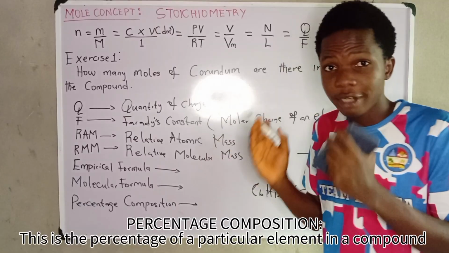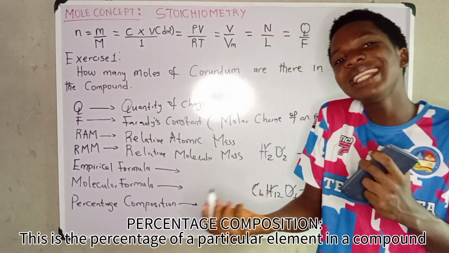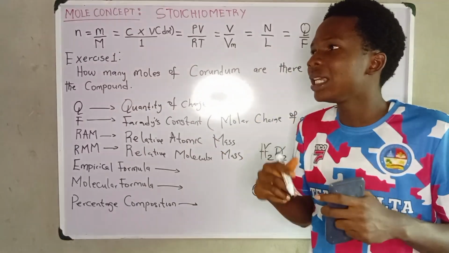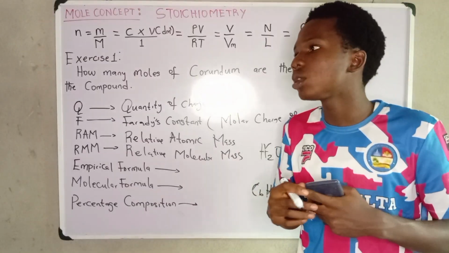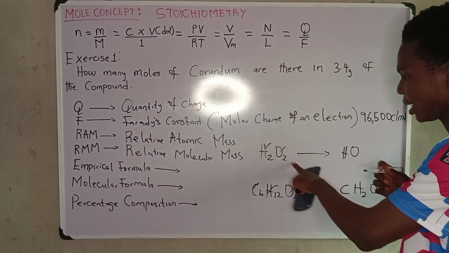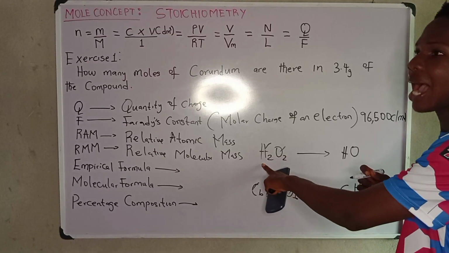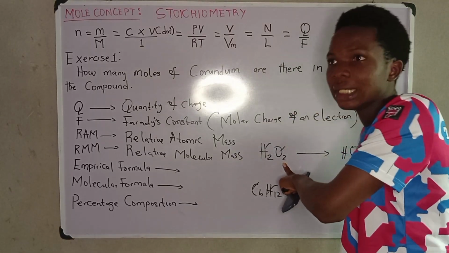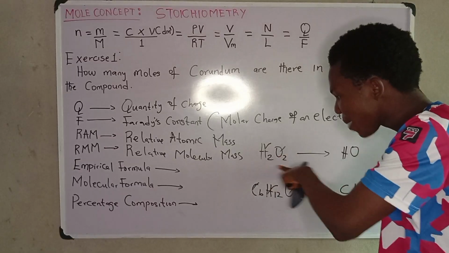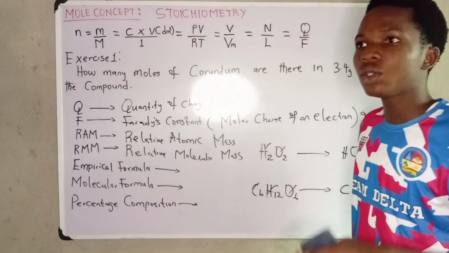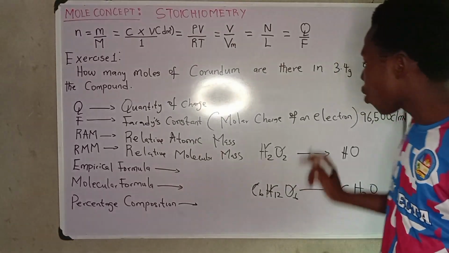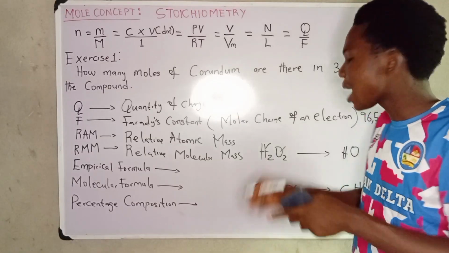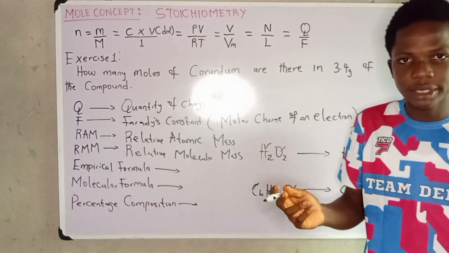Percentage is over 100, right? Now, what is the percentage of a certain element in a compound? Let's use the compound we have here already, hydrogen peroxide. How many percent of oxygen is in hydrogen peroxide? That's what we're talking about. So we have to calculate oxygen over this compound. We now divide them and get our answer. That's what we're trying to say.